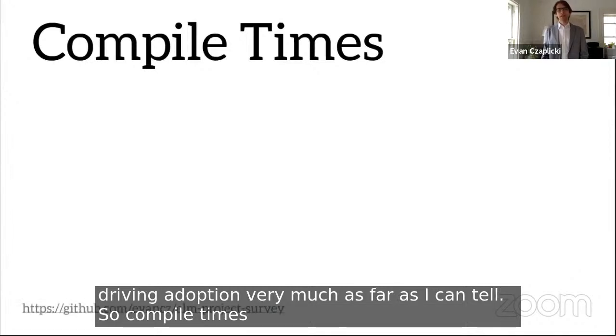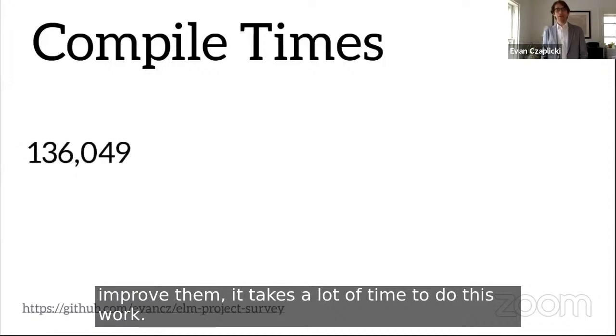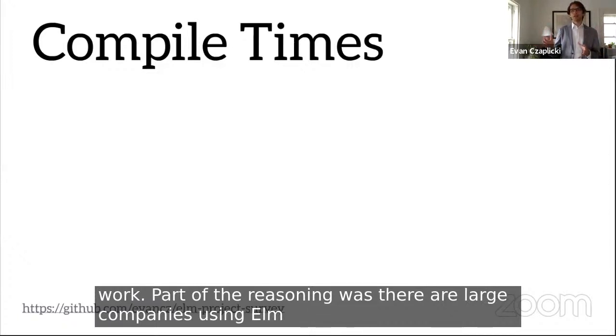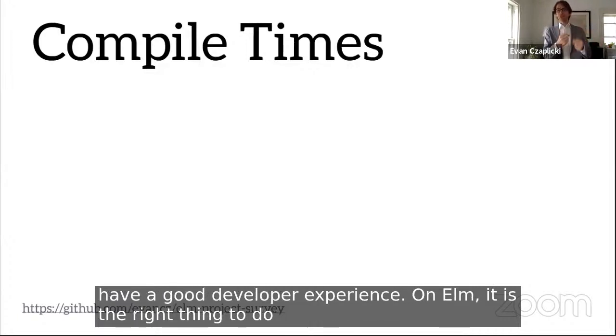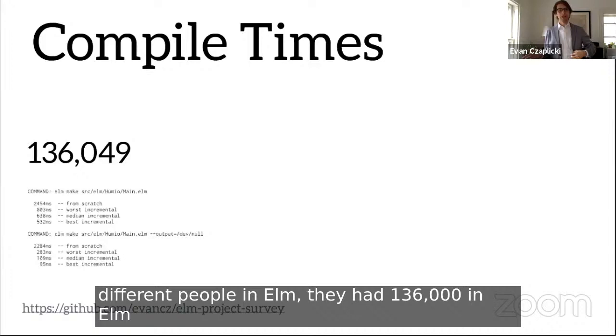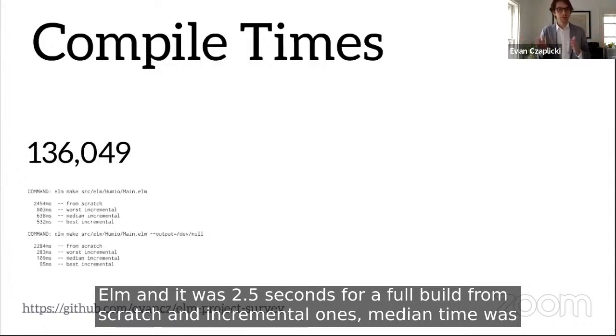And so compile times, I did a bunch of work to improve them. It takes a long time to do this kind of work. And part of the reasoning was that there are these larger companies using Elm, and we want them to have a good developer experience. They bet on Elm early on, and it's the right thing to do to make sure they're having nice compile times. So, we did a survey of different people using Elm. One had 136,000 lines of Elm, and they were seeing about 2.5 seconds for a full build from scratch. And for incremental ones, the median time was about 600 milliseconds.